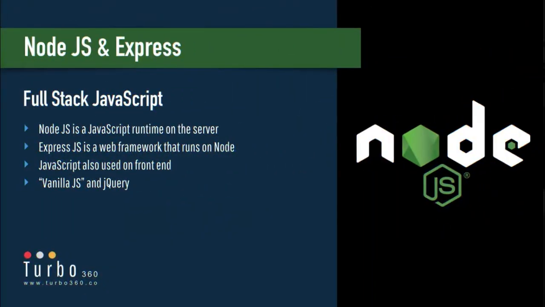So what is Node.js and Express? Node.js is called a runtime that uses JavaScript on the server side, and Express is a web framework that leverages the Node.js runtime. JavaScript is used on the server for these frameworks and technologies, but JavaScript has traditionally been used on the front end, the client side, or the browser.